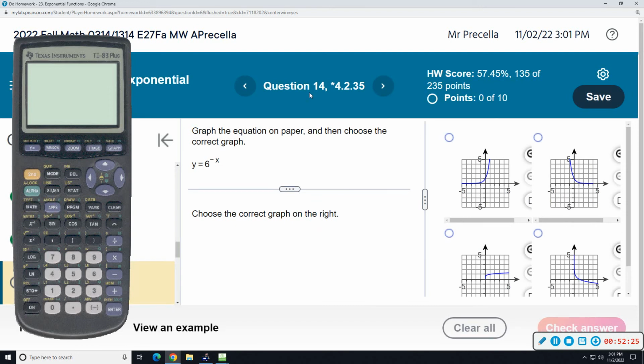Okay, number 14. Same instructions, draw the graph. Instead of 6 to the x, it's 6 to the negative x. Realize, as long as the exponent contains a variable, then the expression is exponential. The exponent may be more than just a single letter x. But if your exponent contains a variable, you're looking at an exponential expression.